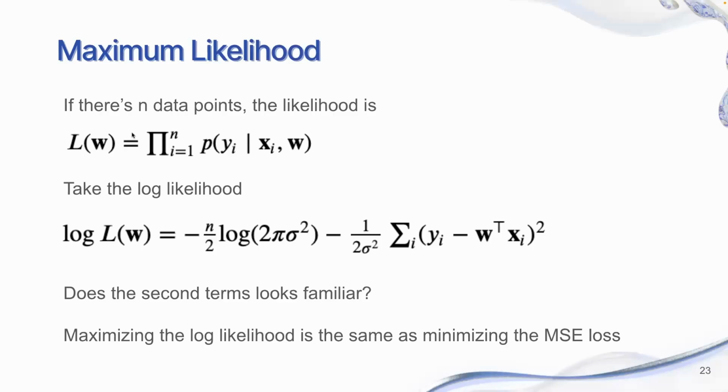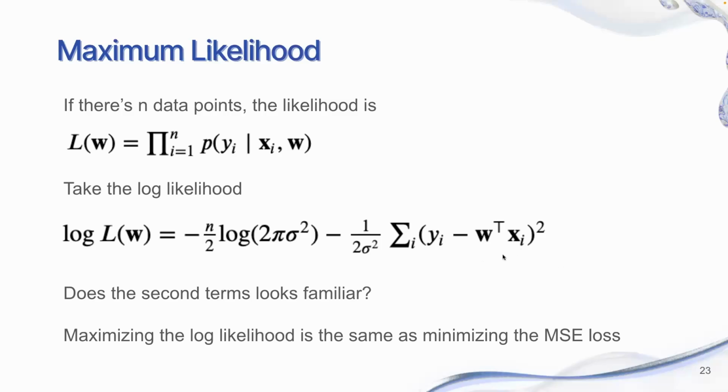And we take the log of it, as we said before, because we don't want to multiply lots of probabilities together, which would become very small. And so this is the term you get. Here, the first term is just a constant, because it's just n, pi, and sigma, so those are all constant terms and you can ignore them. But does the second term look familiar to anyone?